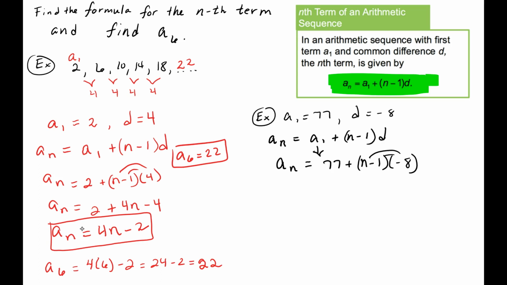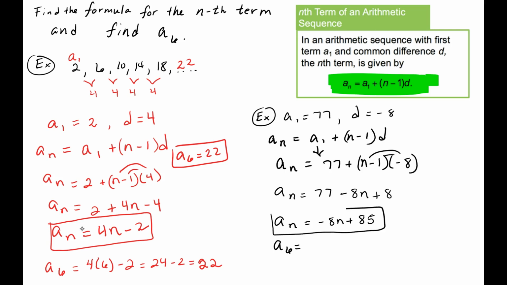Then again, we distribute. A sub n equals 77. Negative 8 times n is negative 8n. Negative 8 times negative 1 is positive 8. So then a sub n is going to be negative 8n, plus 77 plus 8, 85. Okay. So then what we're going to do here is to find a sub 6, which is what we're looking for, and we're going to box this first as our answer.